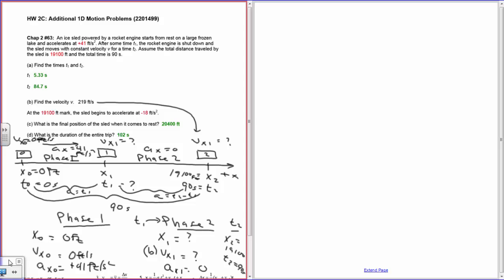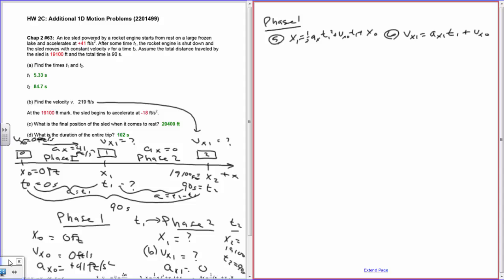So let's go ahead and set up some equations based on that. We've got some unknowns here, and this is a little bit of a messy problem. If it was just one phase or the other, it would be very easy to find one set of things. But now we've got to use phase 1 and phase 2 together to look at the overall situation. Let's set up phase 1, from t0 equals 0 seconds to t1 equals whatever, and that's what we need to do. Phase 2.